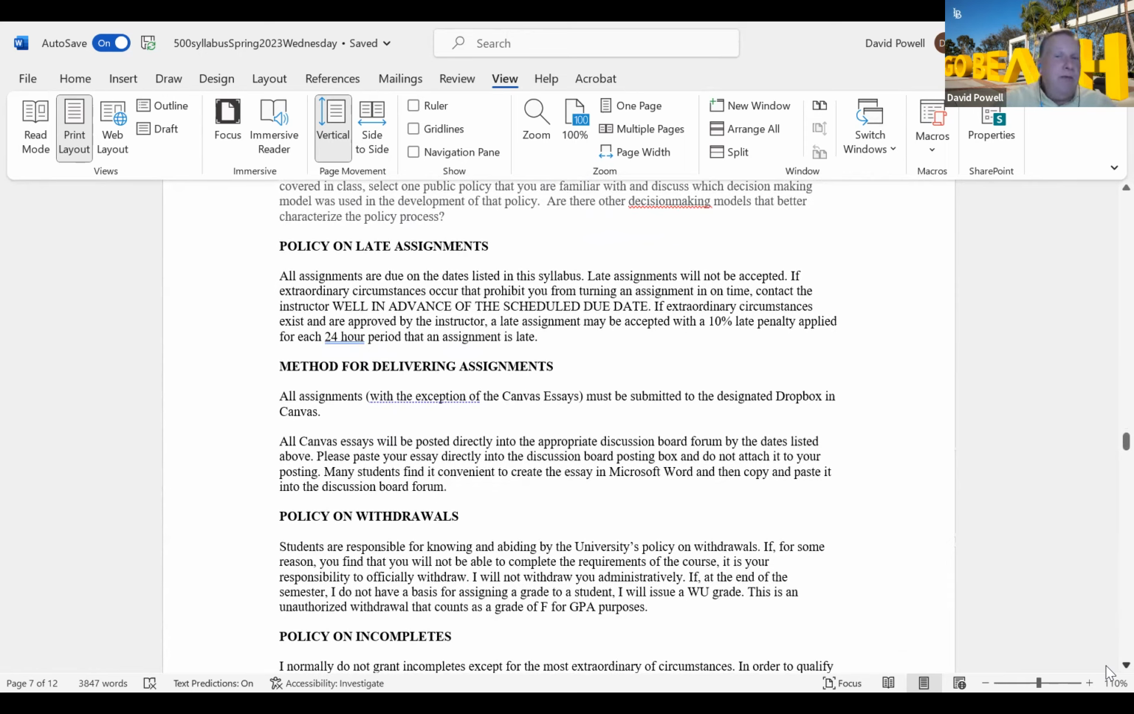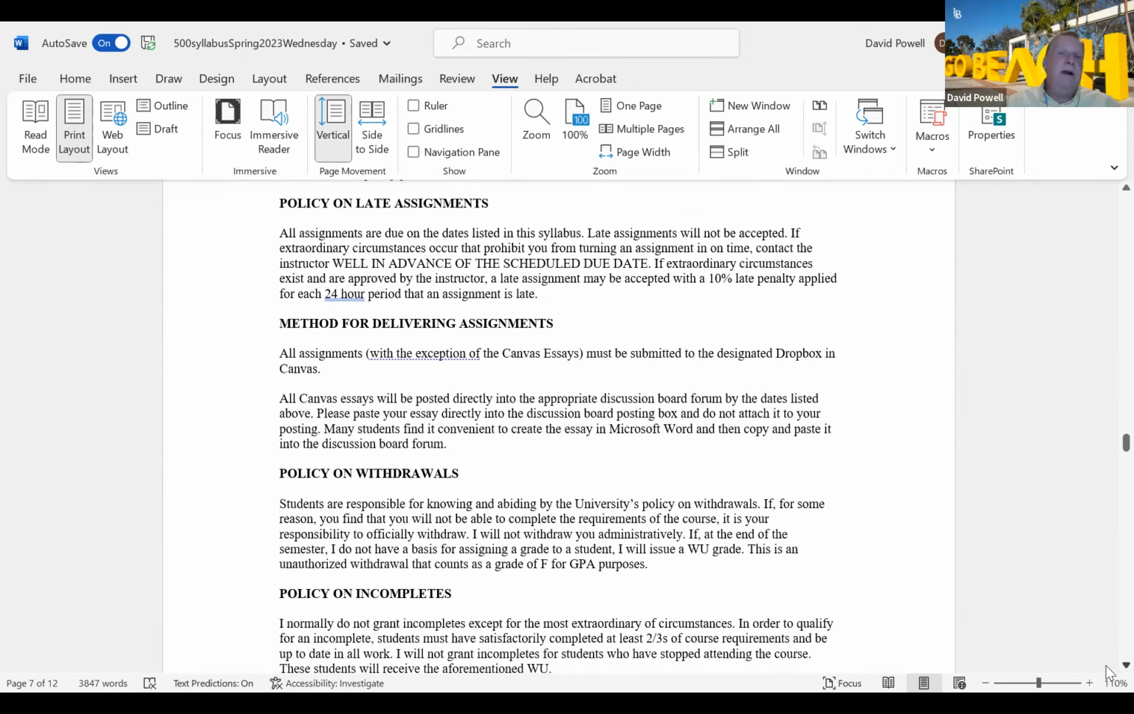I do understand that life can intervene. I know many of you have full-time jobs, you have family obligations, you may have other courses that you are taking. If life does intervene and there's a reason why you're not able to get an assignment turned in by the due date, reach out to me, send me an email, let me know what is going on, and we can talk about an extension to help you avoid that late penalty. But if I don't hear from you and an assignment just doesn't come in, then there's that 10% penalty per day that the assignment is late.